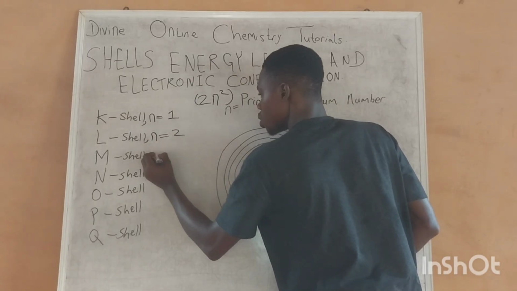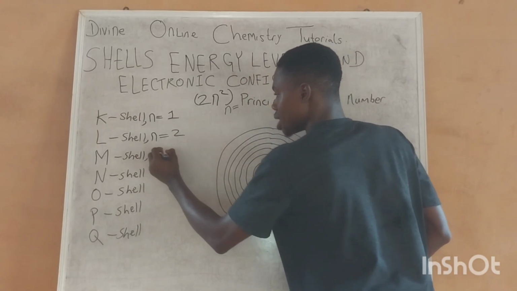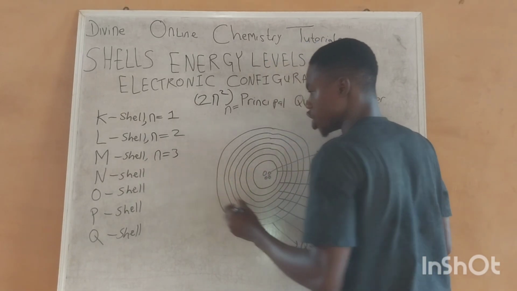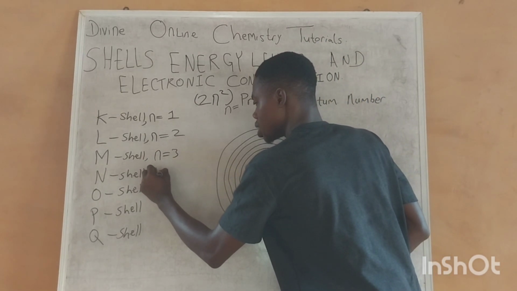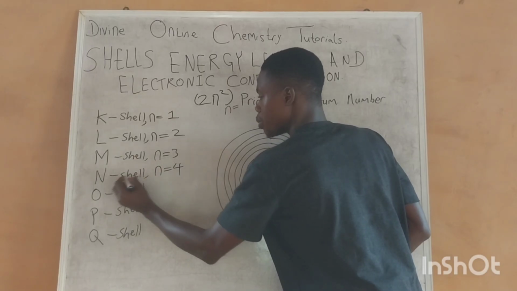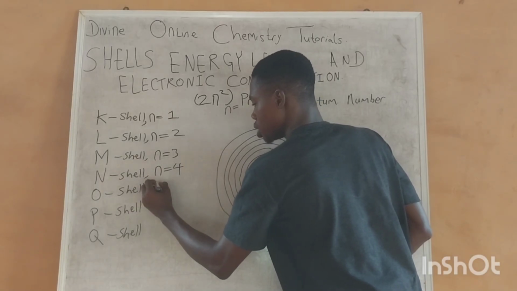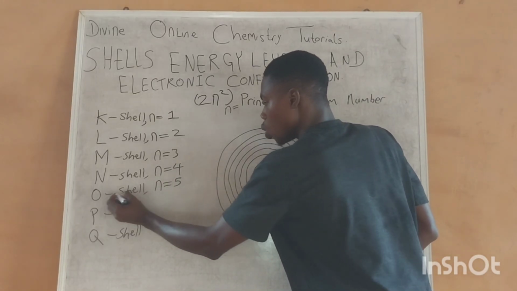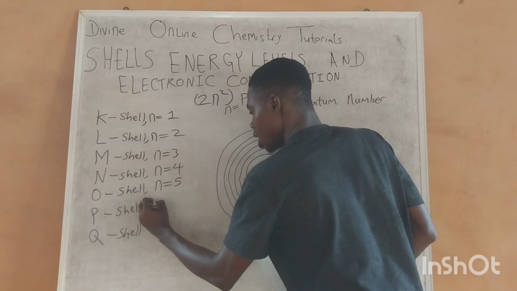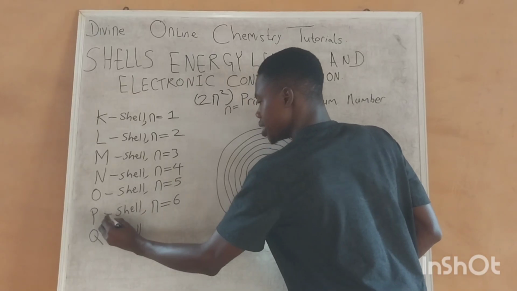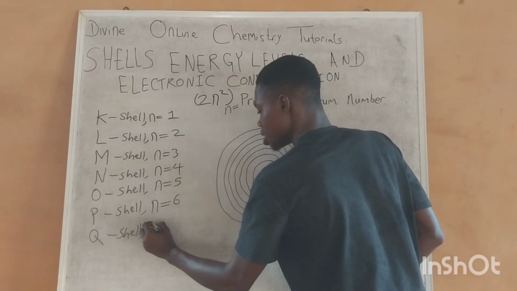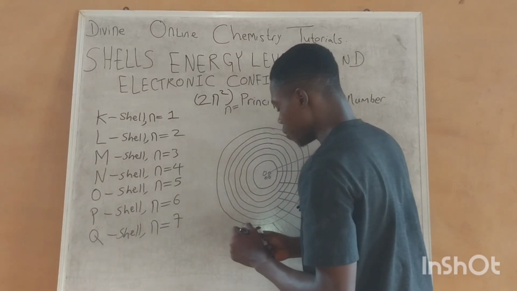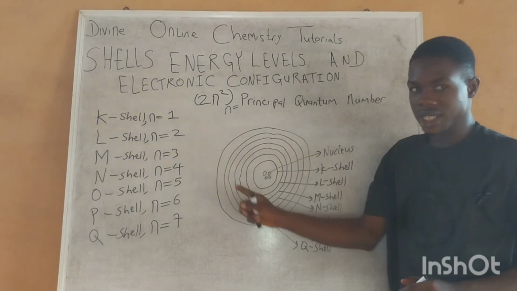Same thing goes for the rest. n equals 3 because M is the third shell. Same thing here, n equals 4 because N is the fourth shell. Same here, n equals 5 because O is the fifth shell. Same thing here, n equals 6 because P is the sixth shell, and here n equals 7 because Q is the seventh shell. You can see it very well from this diagram.